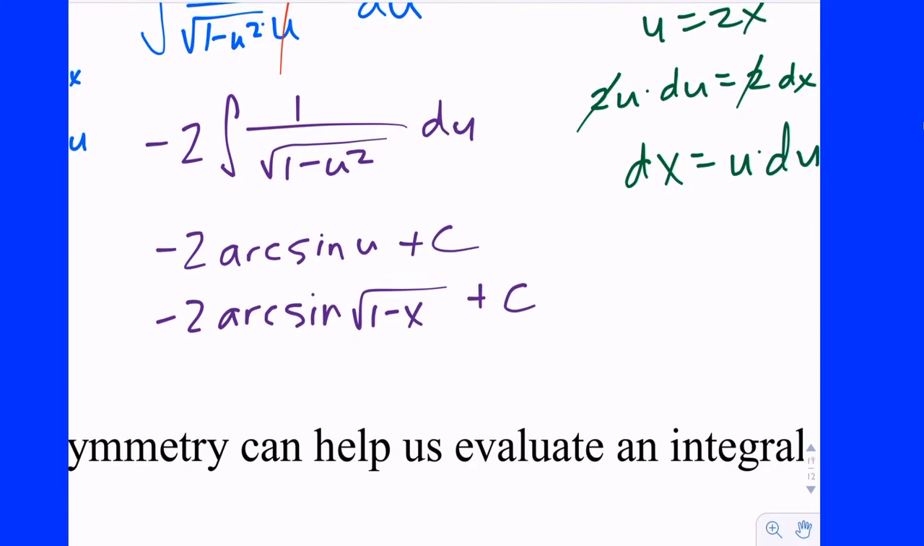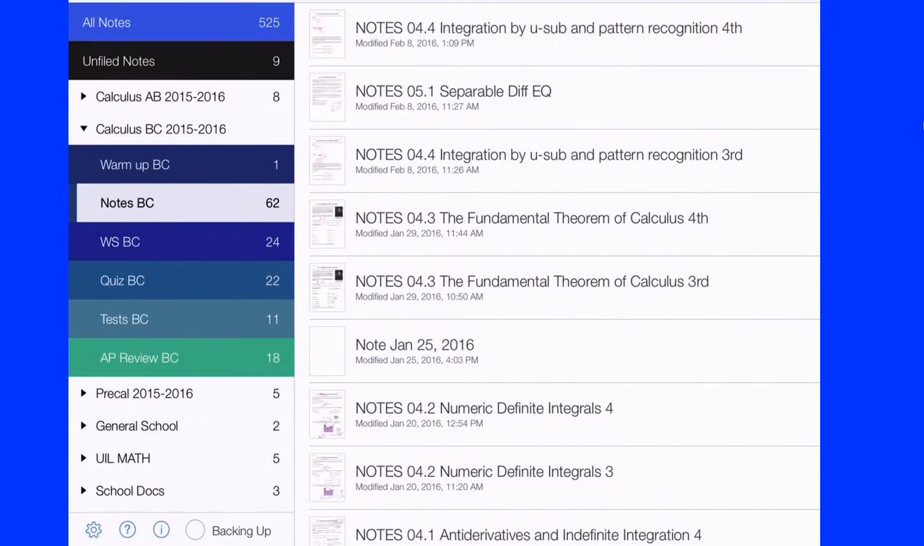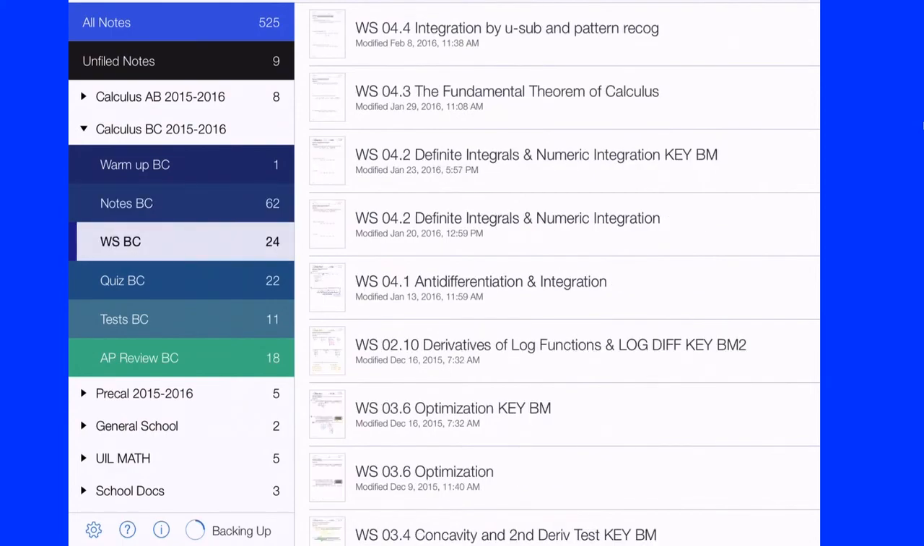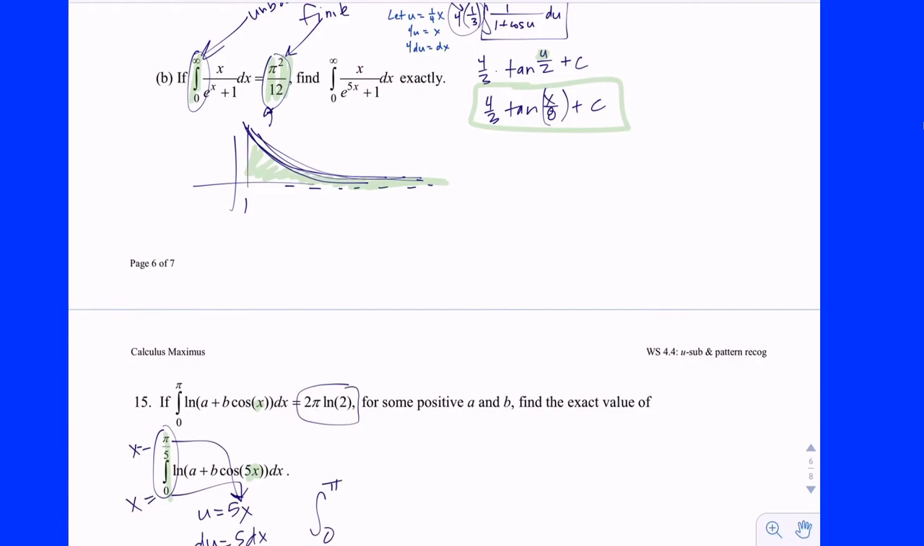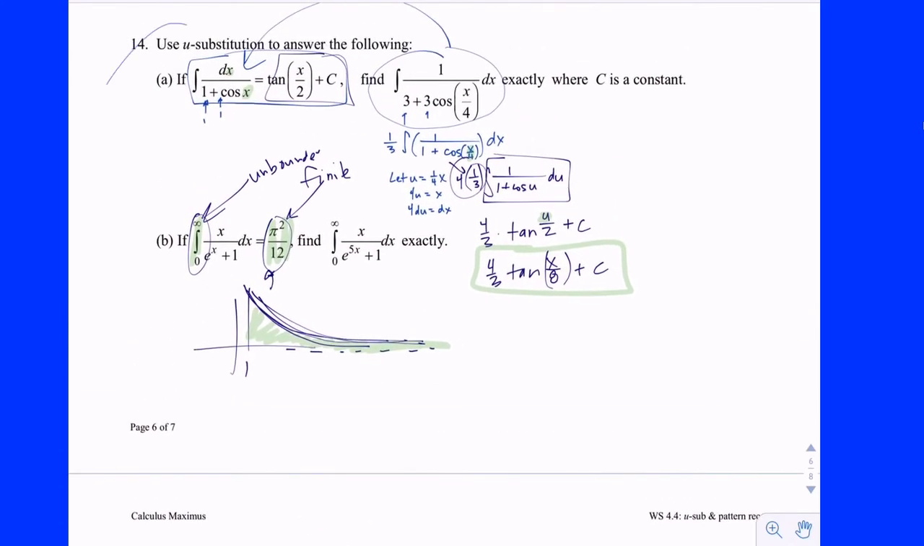All right, there was one on the worksheet where someone pointed out that I had it wrong on the key. So let's look at it. And it's a very easy error to make. So from the worksheet 4.4, I will look at example 14.